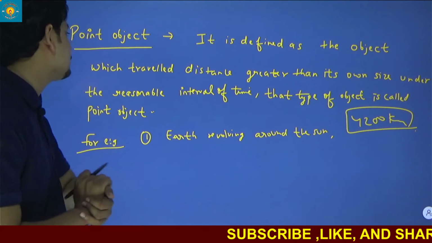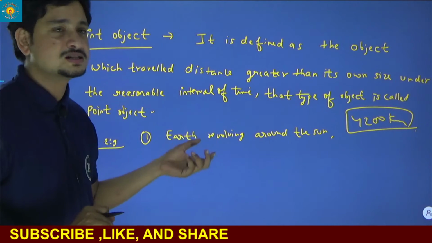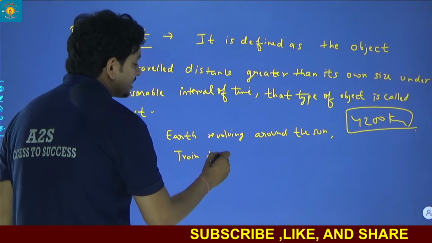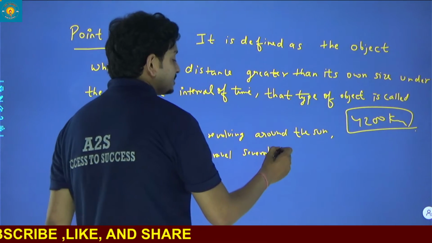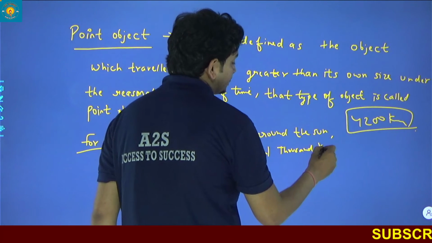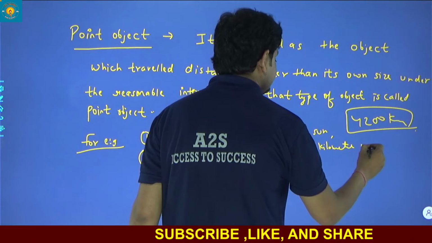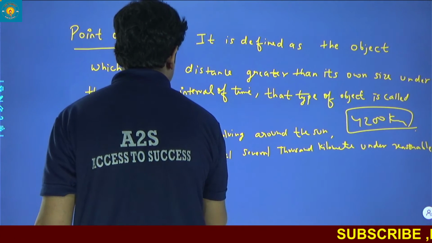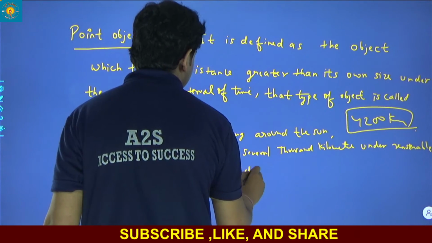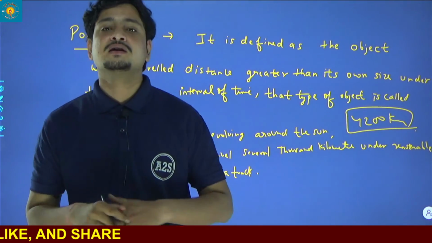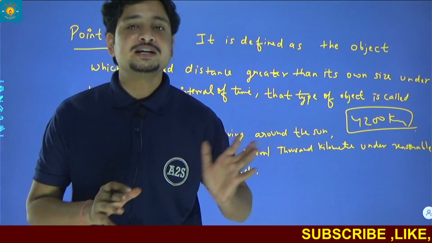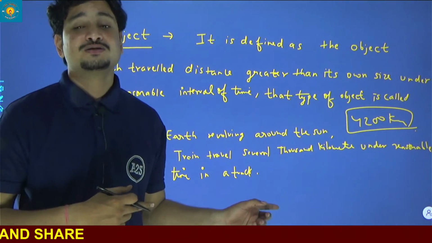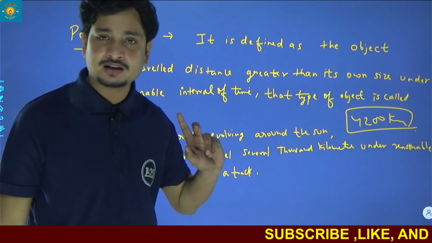Clear? Second example, I am going to take. This example we have taken in the universe. Now we are taking an example on the earth planet. A train travels several thousand kilometers under a reasonable time on a track. If we talk about the size of the train, clear, it travels several thousand kilometers under a reasonable interval of time, and we see that that distance is greater than its size. So that train should be called a point object. Clear? Very simple.